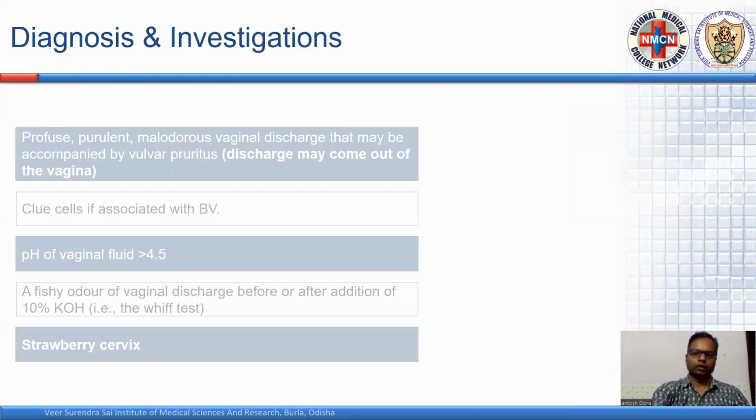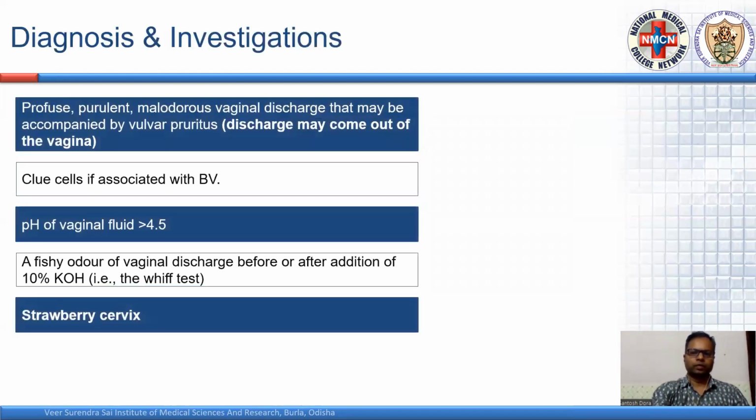Coming to the diagnosis and investigation, these patients have profuse purulent malodorous vaginal discharge that may be accompanied by vulval pruritus, and this is different from bacterial vaginosis. In bacterial vaginosis, the discharge is very thin and small in quantity, but here the discharge is profuse. This is the basic difference between a trichomoniasis discharge and a bacterial vaginosis discharge.